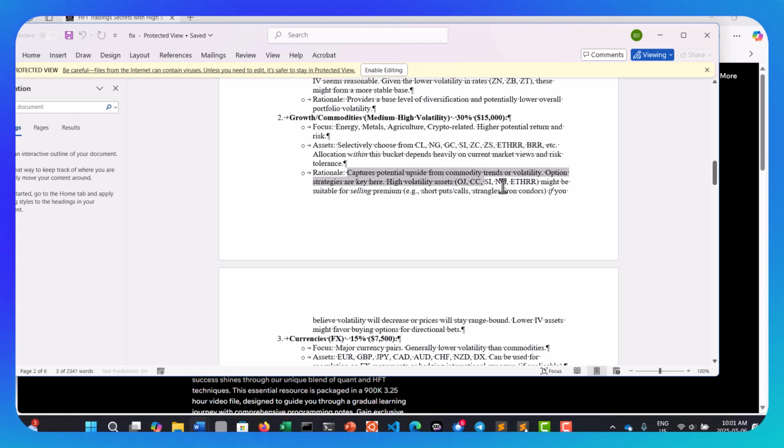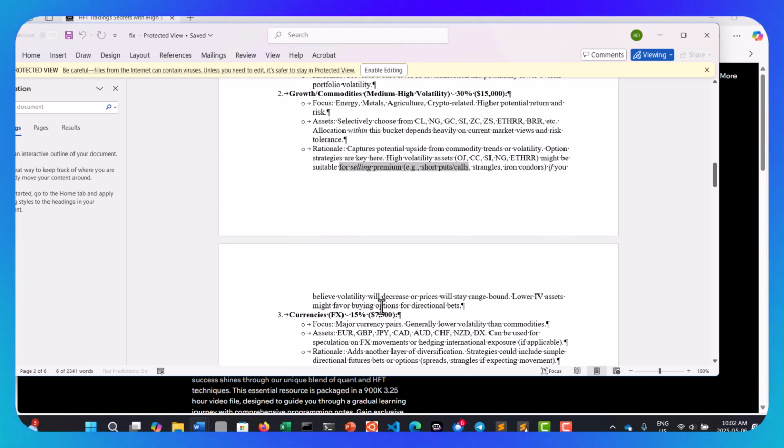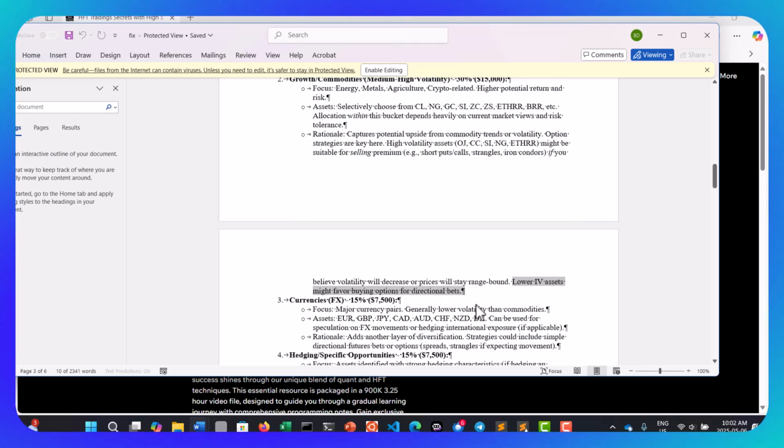So with the rationale, what we're trying to do is capture the upside from commodity trends or volatility. With the option strategies here, we're going after the high volatility assets, including Ethereum, which might be suitable for selling premium. So you'll be able to generate income from that when you take on a short for selling premium. Short calls, call strategies, iron condors, if you believe volatility will decrease or prices will stay range bound. With lower implied volatility, assets might favor buying options for directional.